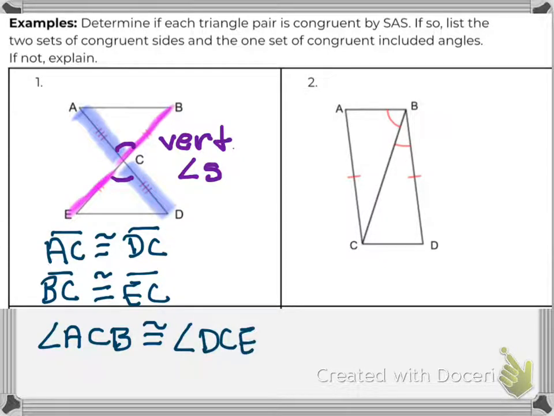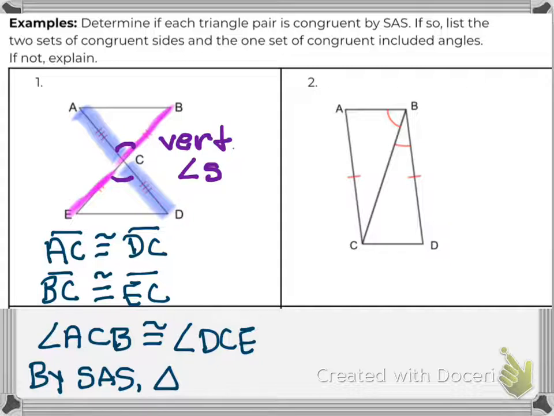All right, so what I can see now is side, angle, side. So I have a set of sides, a second set of sides, and then my set of congruent angles that are included. I can say by side, angle, side that these triangles are congruent. So, remember, the order matters here.